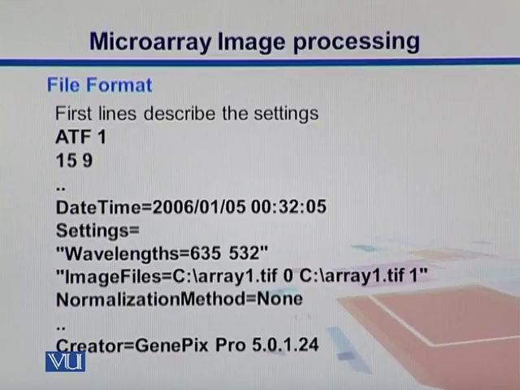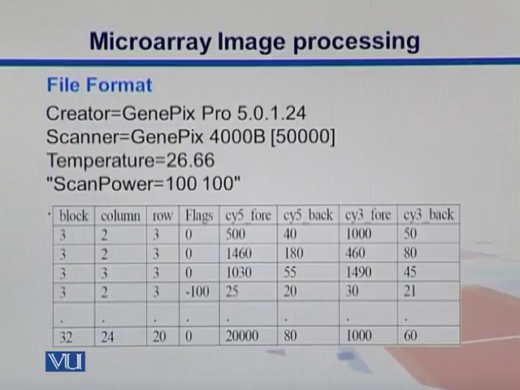And we have image files, the file name where we are saving it. Normalization is not done so far, so that's a raw file. Then the software with which it was created is listed. The temperature is also reported. Then we have the block information: block, column, row, and then we have flags. Remember, we talked earlier about the flags. They tell us the quality of our features, those dots or spots.